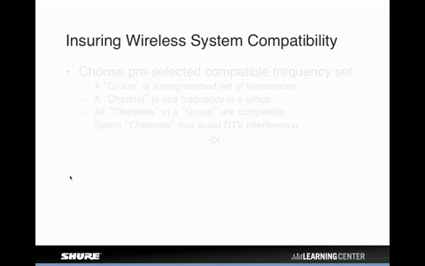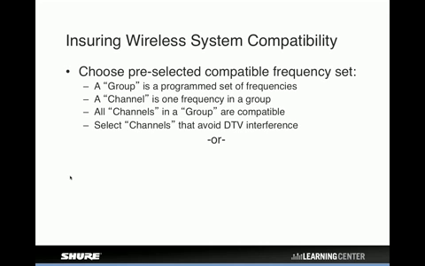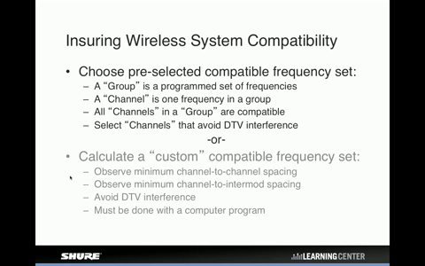So again, to sum up what we just said here: use groups and channels and do scanning if everything is in the same frequency band. If it's not, which in a lot of cases it's not, that's when you have to get into programming, or I should say calculating, a custom compatible set of frequencies by observing minimum channel to channel spacing and avoiding intermods, and that's, I should say, avoiding landing on intermods.